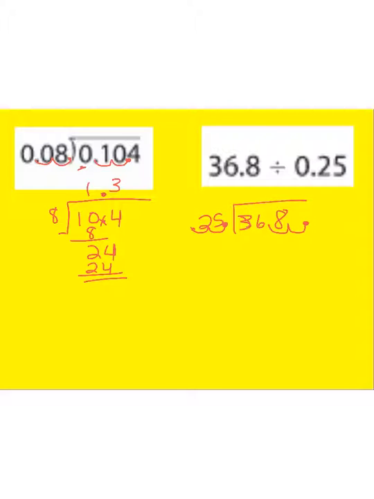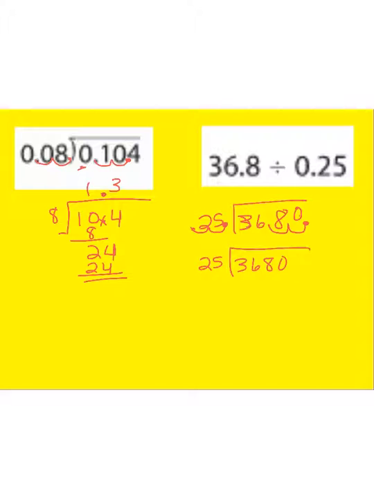Now remember, I didn't have a place to go here, so I had to add a place. So that's always going to be a 0. Always, always, always. So let's go ahead and add that 0 in. Now let's rewrite the problem. The problem now is 3,680 divided by 25. So now we just have whole number division.